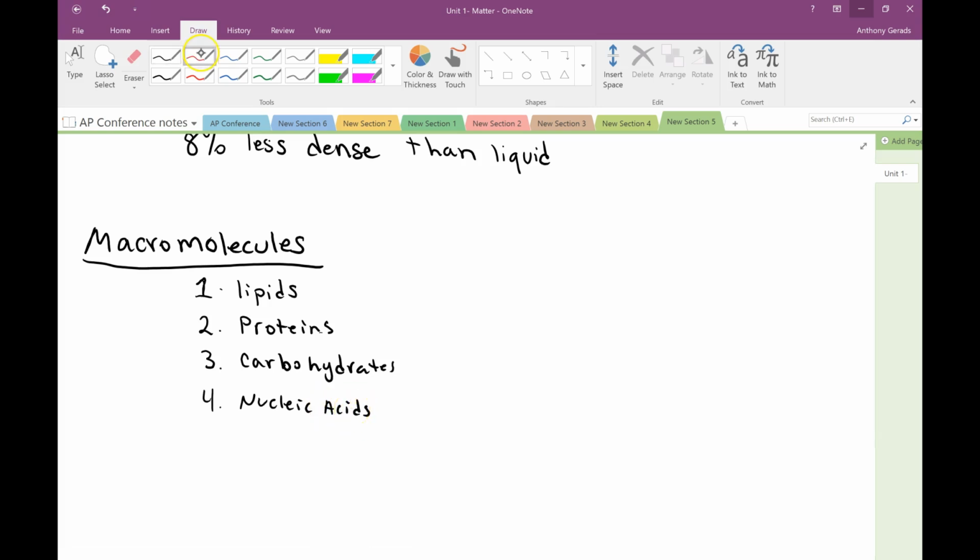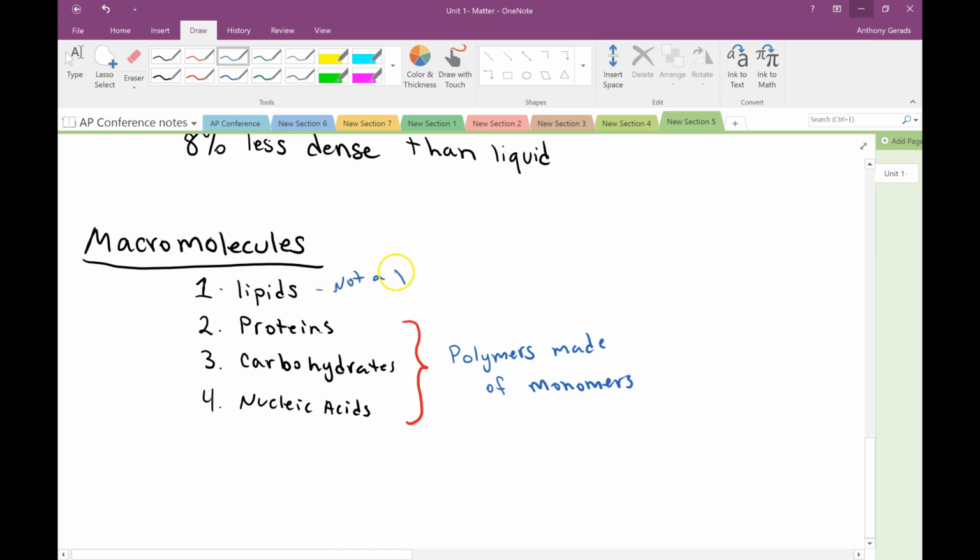And if I look at these, 3 of these can be grouped together. What's similar about these 3? They all have little building blocks. All 3 of these are polymers made of monomers. A lipid is not a polymer. Okay? Lipid's not a polymer. So it's not made of these repeating subunits. A lipid is a large molecule, but it's not made of these repeating subunits.